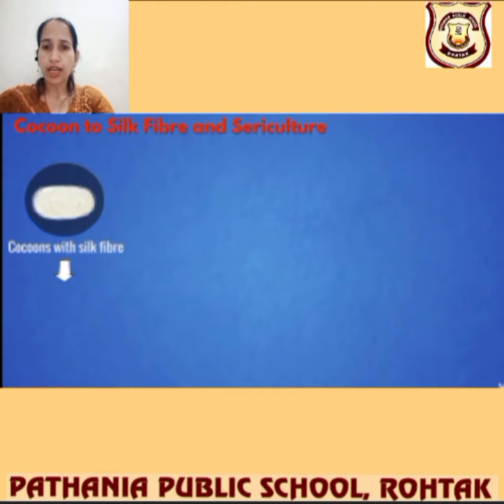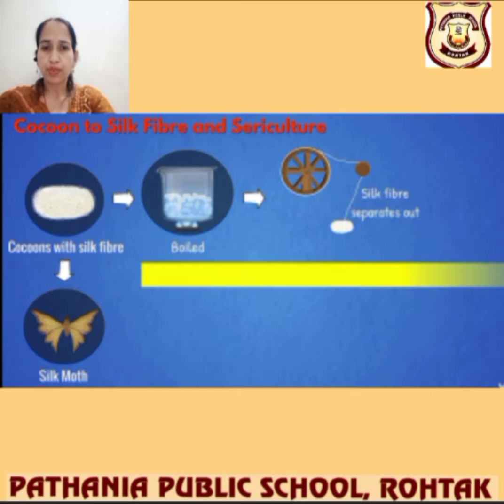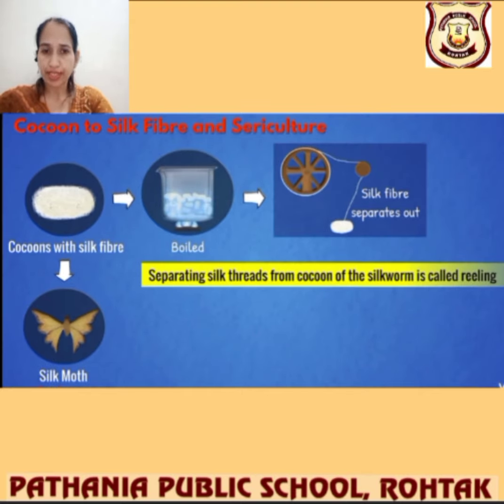Inside the cocoon, a caterpillar develops into a silk moth. The cocoons are boiled, kept under the sun, or exposed to steam. By doing so, the silk fiber separates out. The process of separating the silk threads from the cocoon is called reeling. It is done with the help of special devices. Here is one of them.